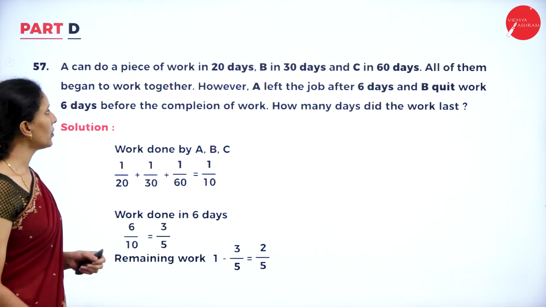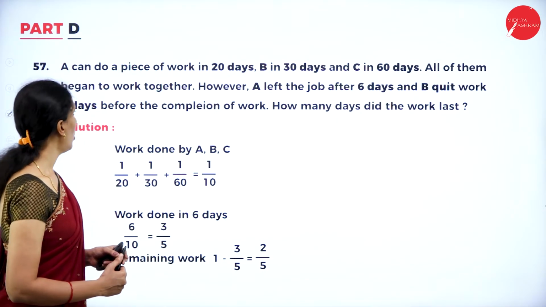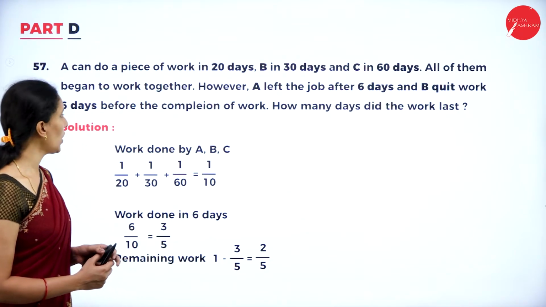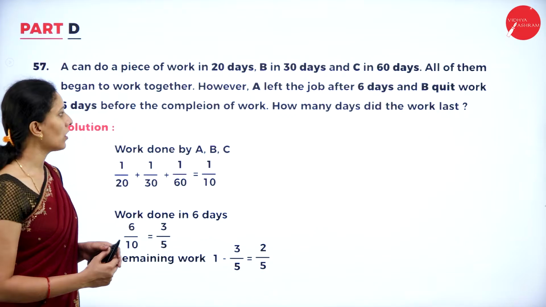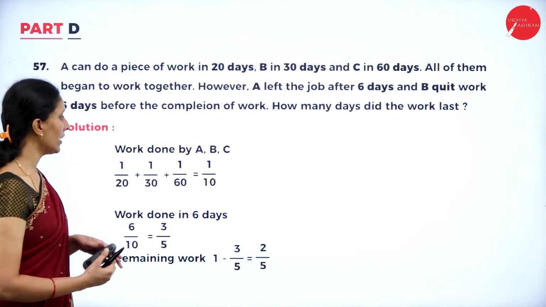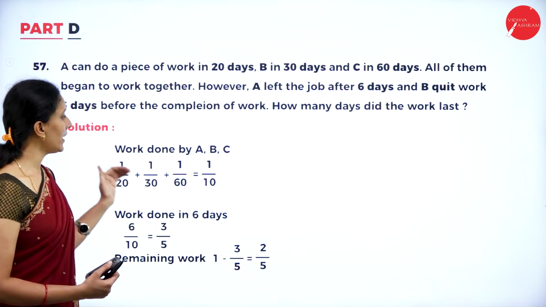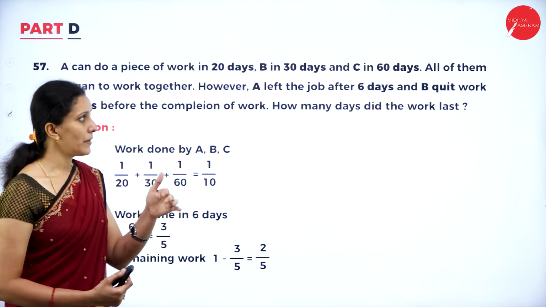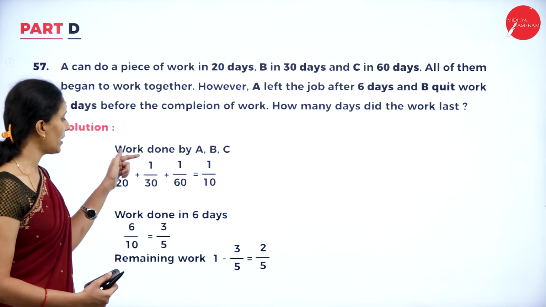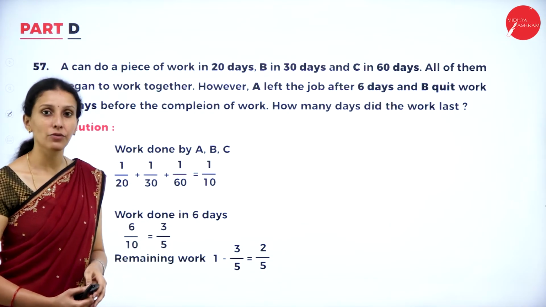Next one: A can do a piece of work in 20 days, B in 30 days, C in 60 days. All of them began to work together. However, A left the job after 6 days, B quit 6 days before the completion of work. How many days did the work last? So here, the number of days for one day's work is 20, 30, 60 for ABC, so per one day, the work done by them is 1 by 20, 1 by 30, 1 by 60. When you add all this, you will get 1 by 10.